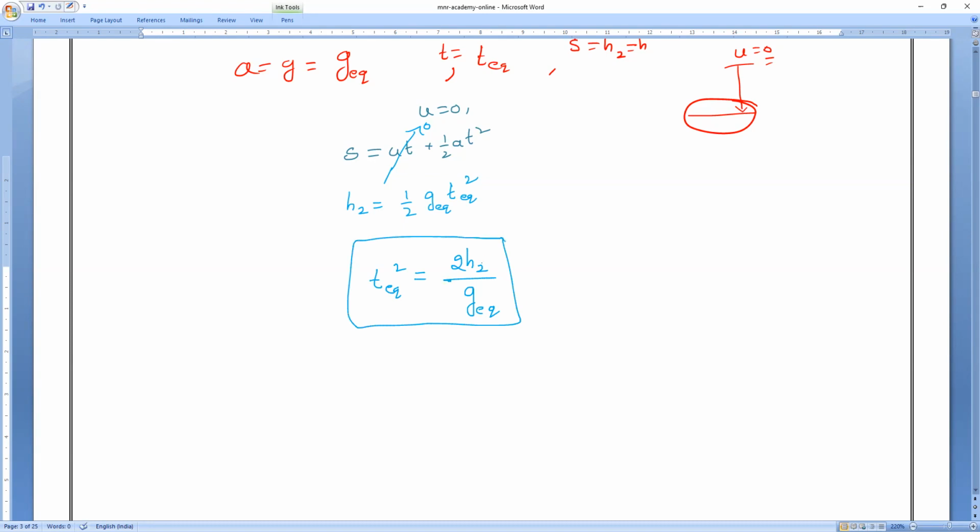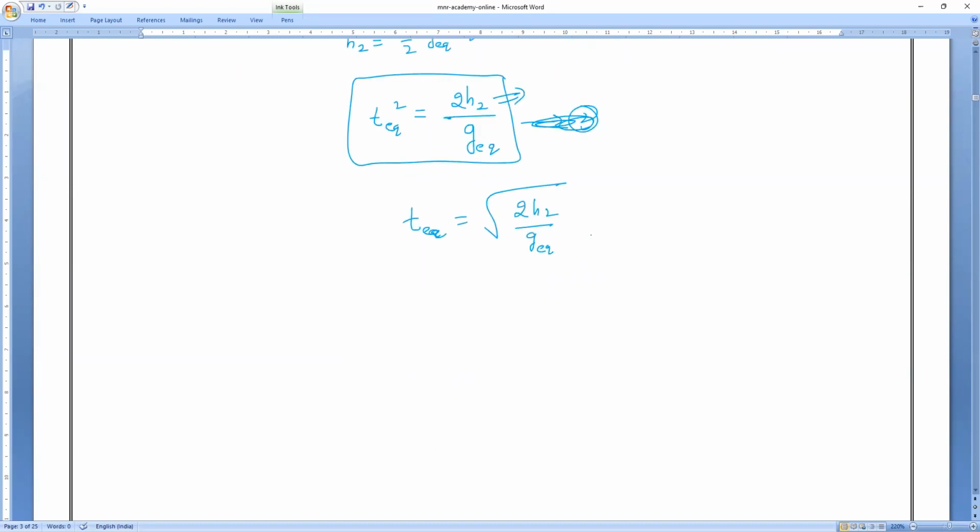Now we all know this is, let me take it as equation number 2. So now, we want to find the relation. Sorry, it is not just that. The time at the equator is equal to root over 2H2 divided by the acceleration due to gravity at the equator. Any problem for anybody? Do you understand? Sanjay, Mari, Lingesh? So let me take this as equation 2.